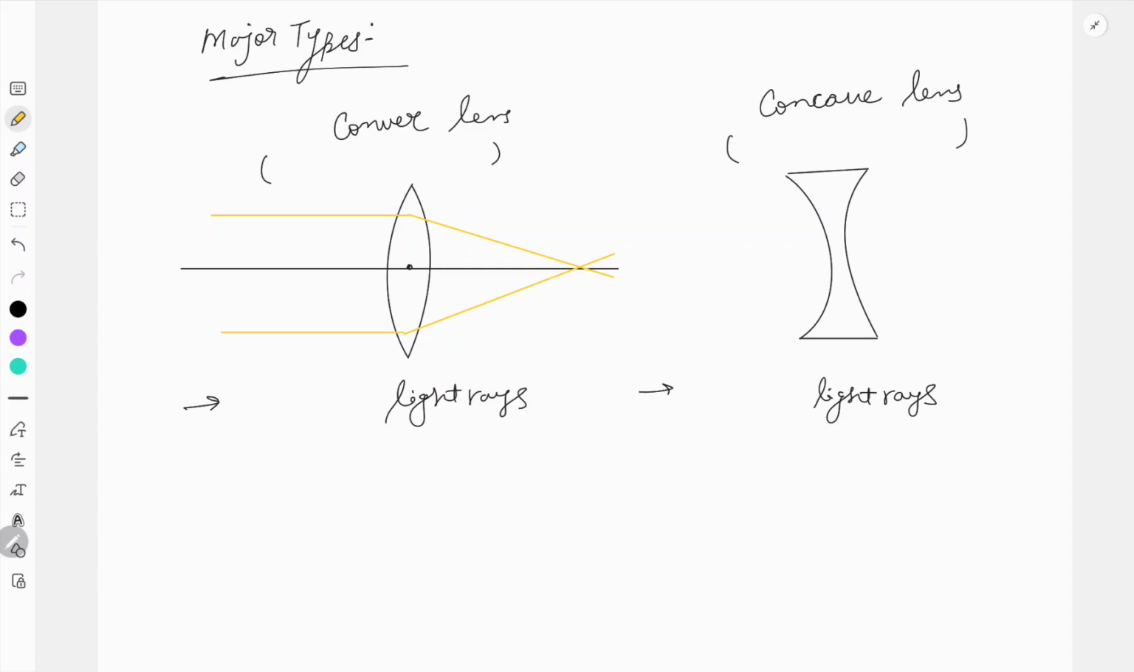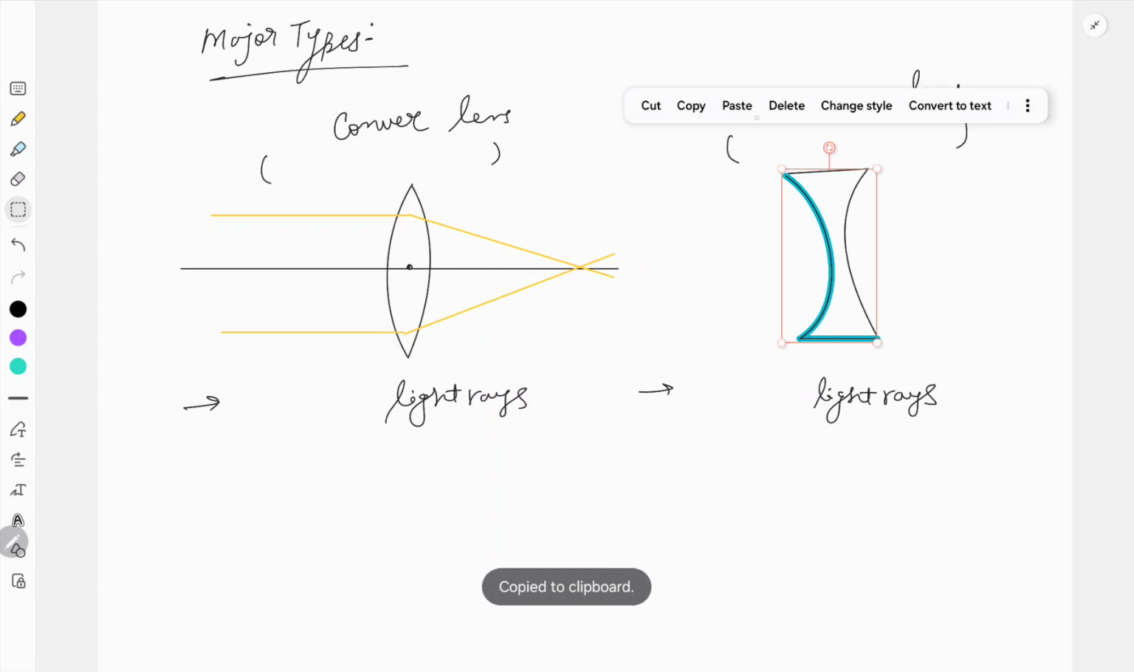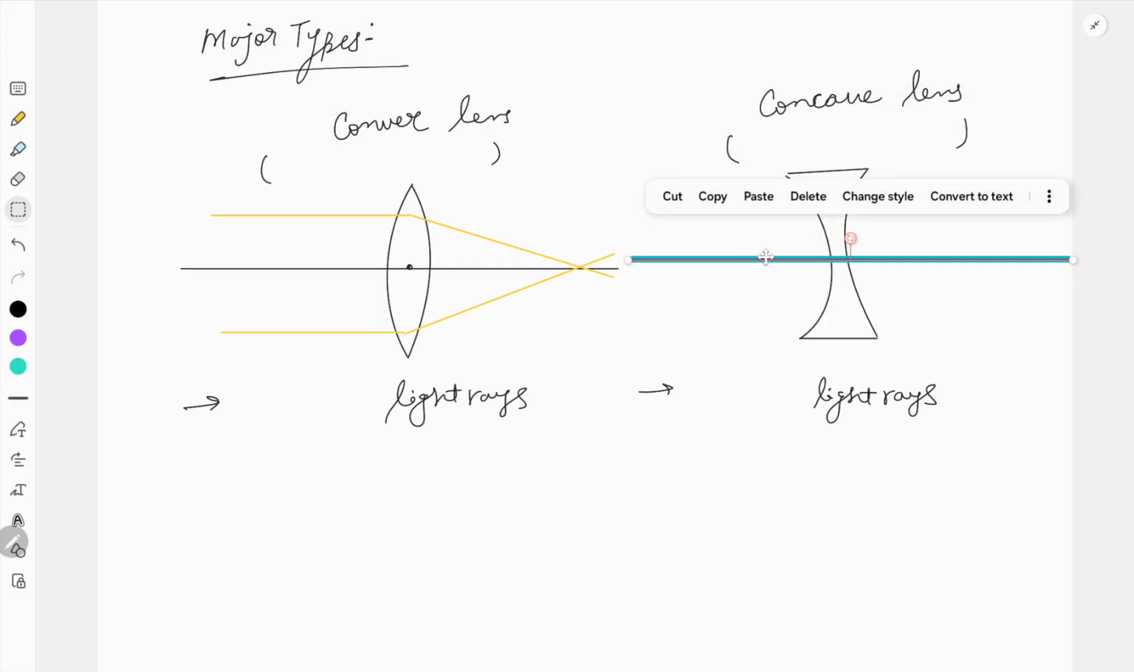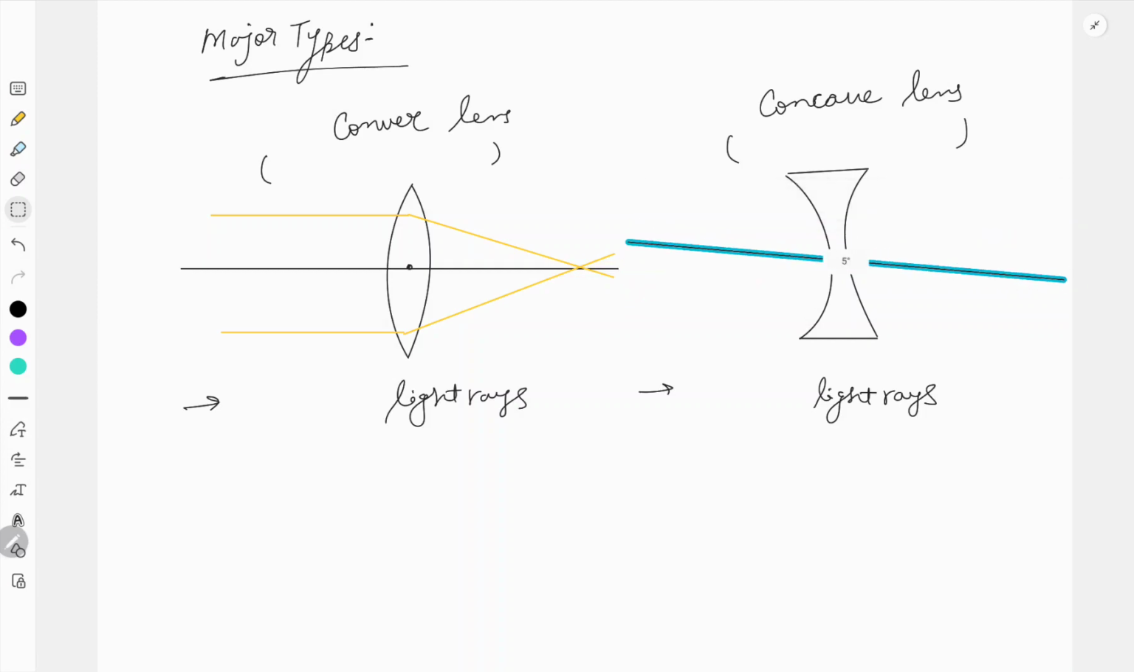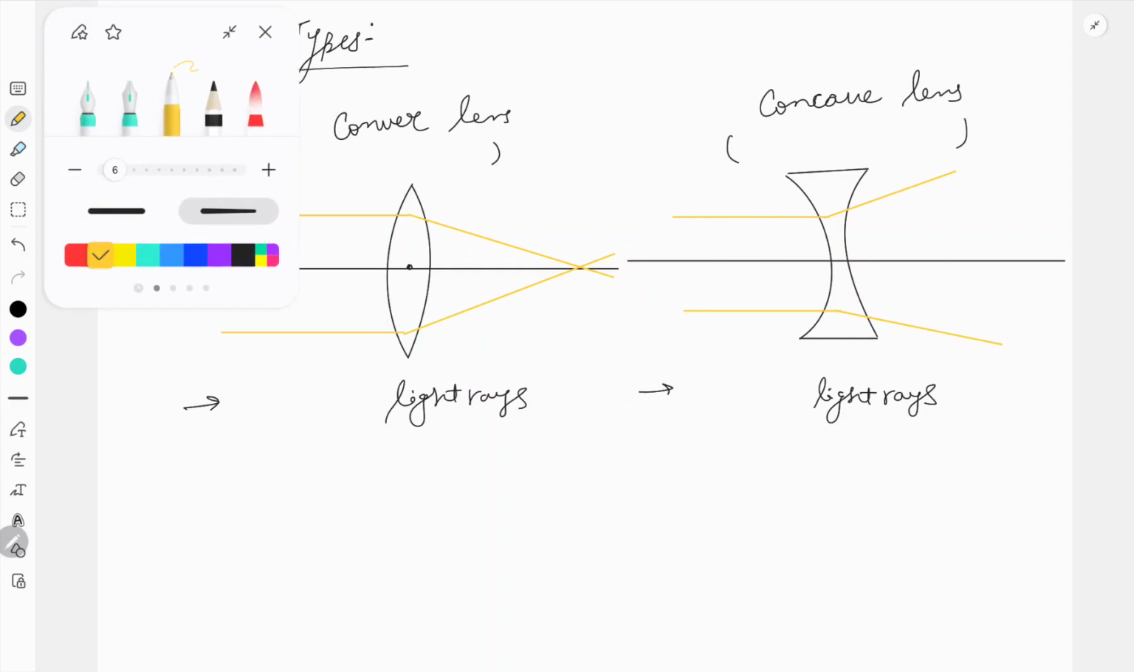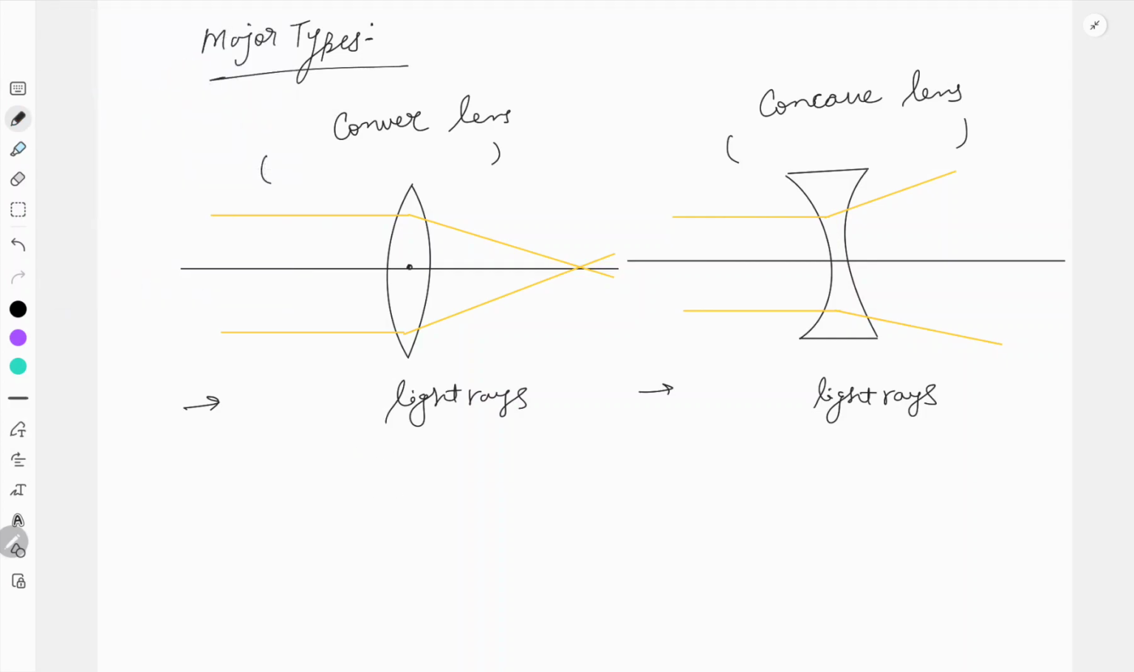Okay. But something different happens when we talk about a concave lens. Something different happens. What does happen? Some of you might have guessed, because these two are opposite of each other. Then what will happen? Let's put it to 0 degrees. Okay. So what happens is, it goes, and let me make it parallel, and it diverges. It diverges from the middle line that we drew. Okay.